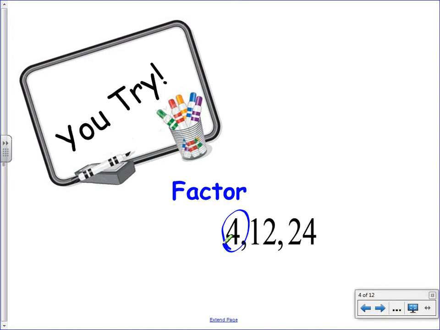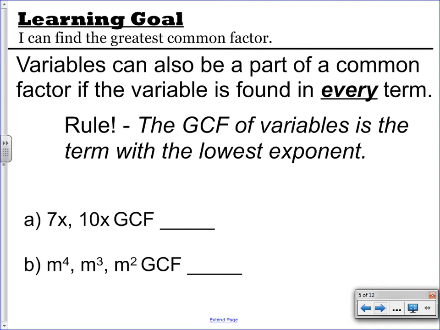So what is my greatest common factor here? 4. I can do 4 divided by 4, that gives me 1. I can do 12 divided by 4, which gives me 3. I can do 24 divided by 4, which gives me 6. Okay? We're going to go back to the note.